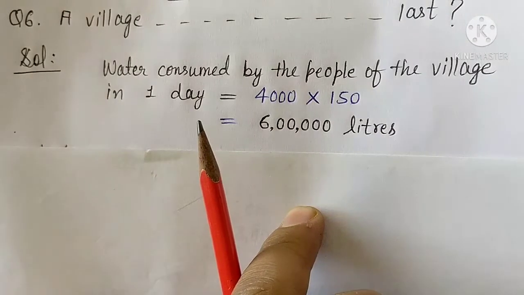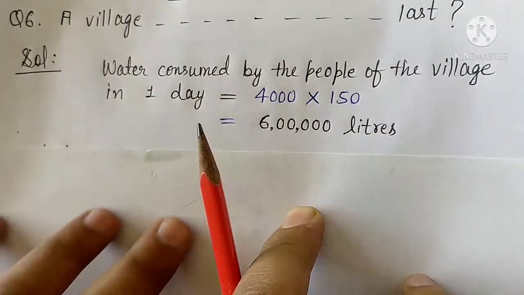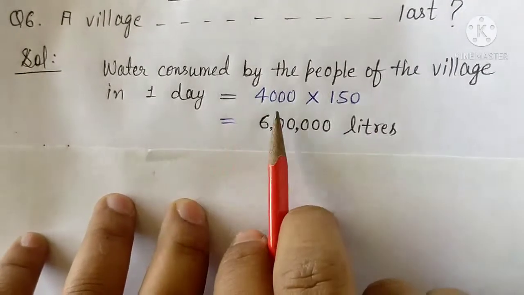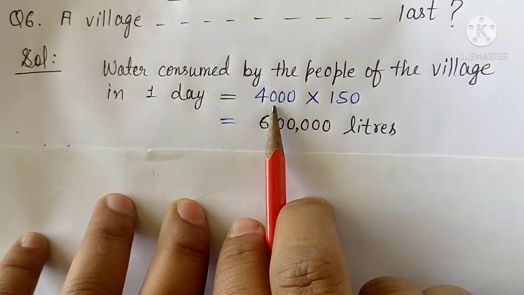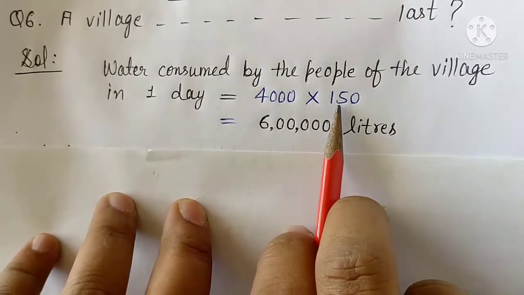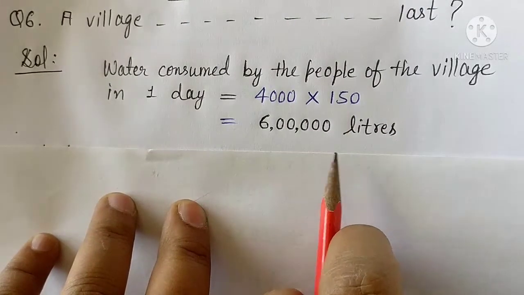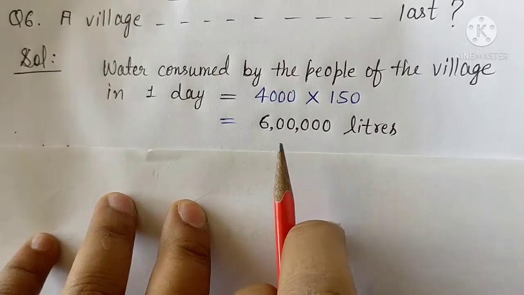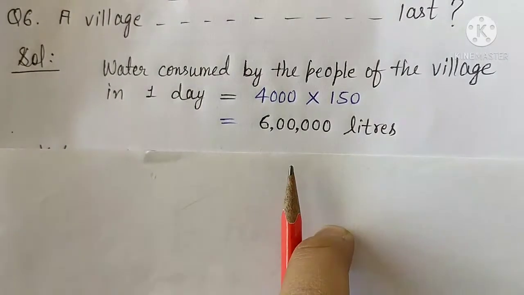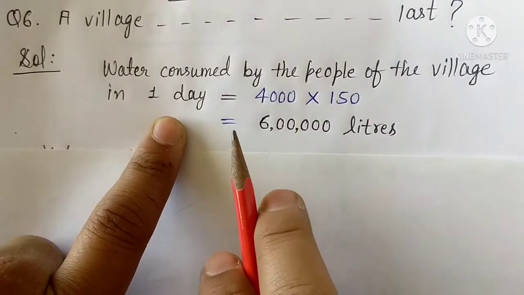So first we are finding how much water is consumed by the people of that village in one day. See, 4,000 people were there, and how much water they are consuming in one day per head? 150. So multiply by 150, it comes 6 lakh liters. It means 6 lakh liters of water is consumed by the people of that village in one day only. So how many days will the water in the tank last?